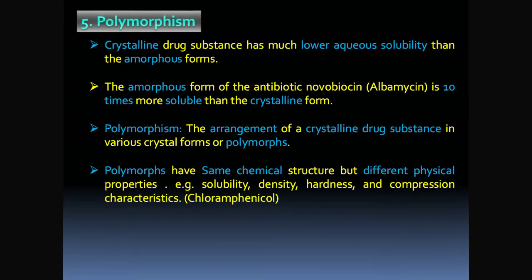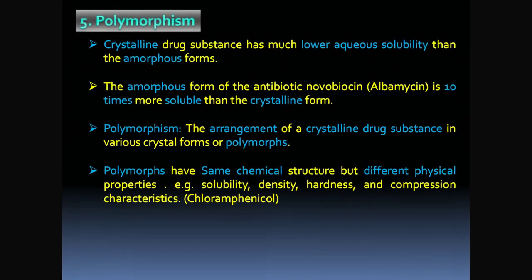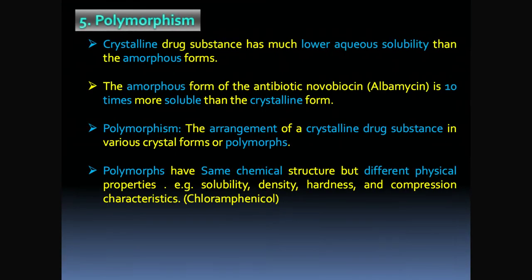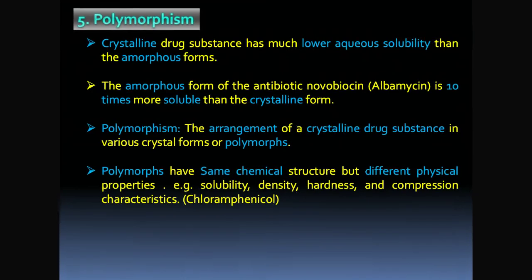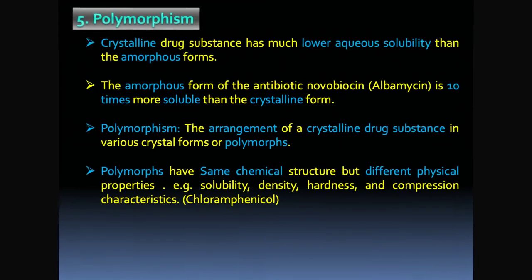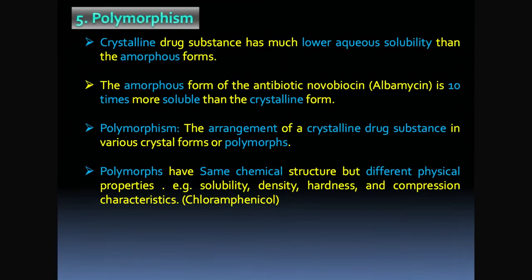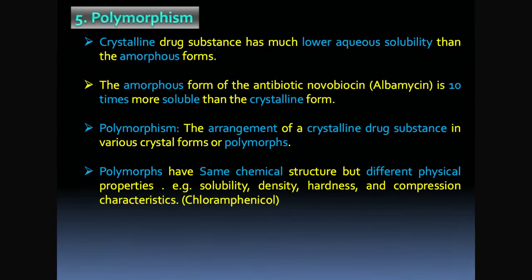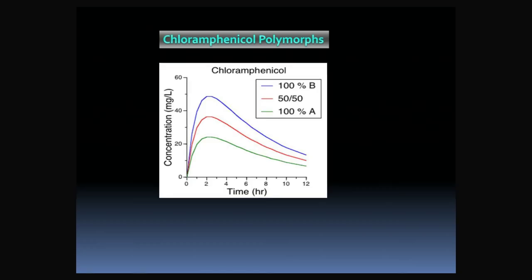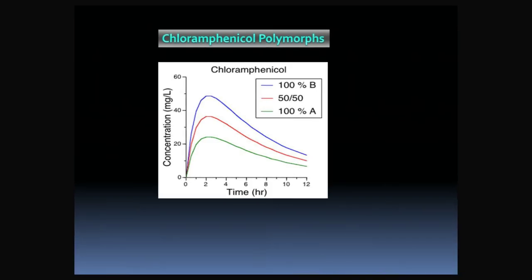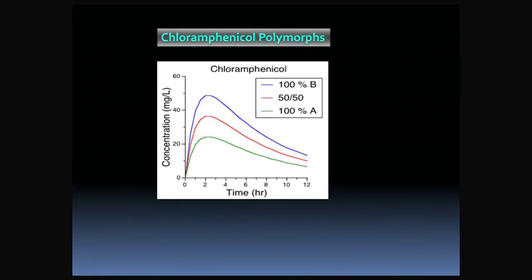Even with an identical chemical formula, such as in chloramphenicol, these distinct spatial arrangements, or polymorphs, exhibit vastly different physical properties, including density, hardness, and compression characteristics. Which specific molecular arrangement would you prioritize if your primary goal was to bypass a dissolution rate-limited absorption step? Examine this kinetic profile where we plot serum concentration in milligrams per liter on the vertical axis against a 12-hour timescale on the horizontal axis to compare the performance of different chloramphenicol polymorphs.